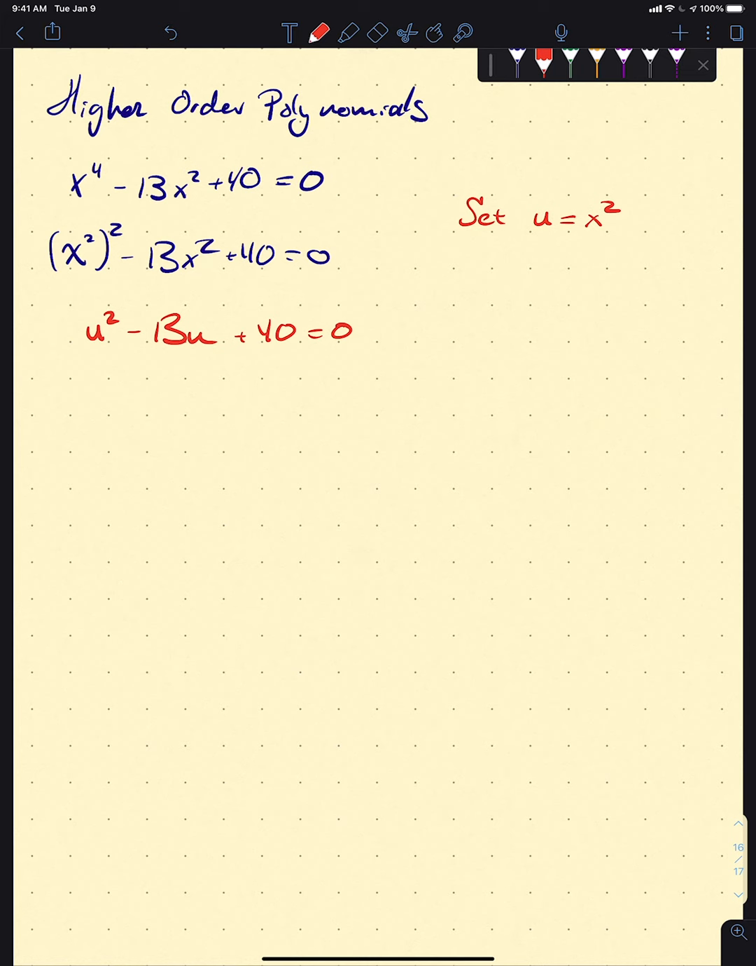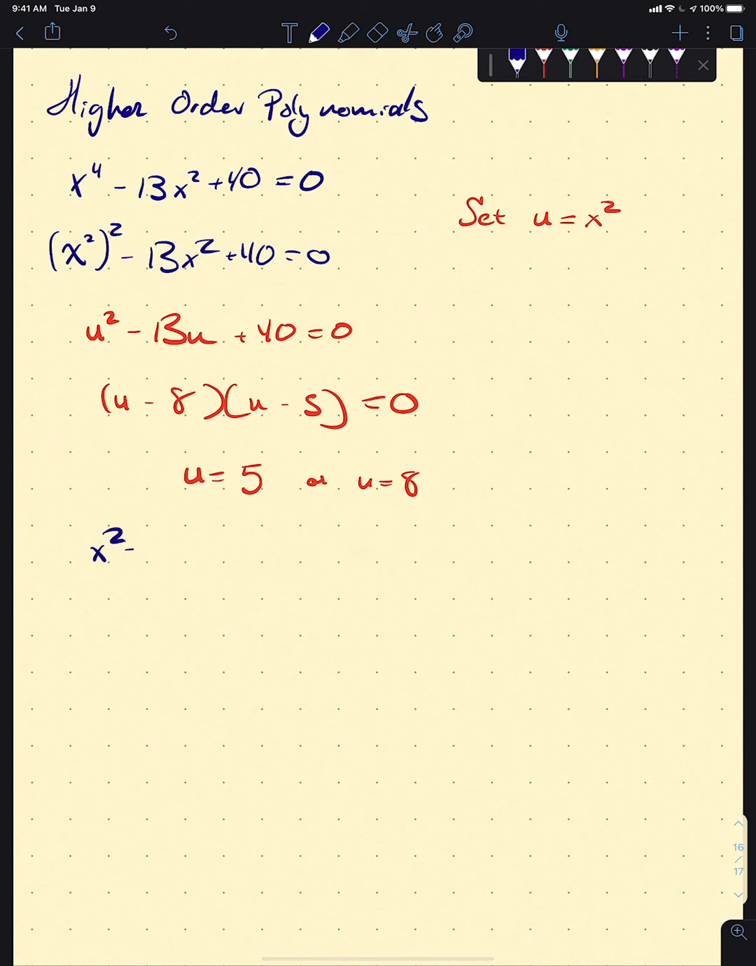We can factor this just like we'd factor any quadratic, right? We need two numbers that multiply to 40 and add to negative 13. I'm going to call that negative 8 and negative 5. And by the zero product property, we have that u equals 5 or u equals 8. But here, we know that u equals x squared, so we can go back into talking about x's, right? And we have x squared equals 5 or x squared equals 8, right? And now that we've done this, we can take square roots. We can have that x is plus or minus the square root of 5 and x is plus or minus the square root of 8. Sorry, that's a square root of 5. I wrote the right thing and said the wrong thing.